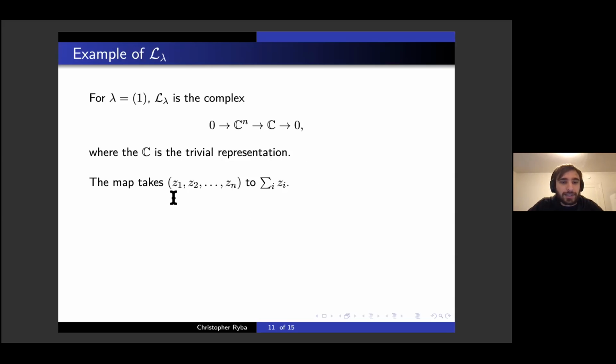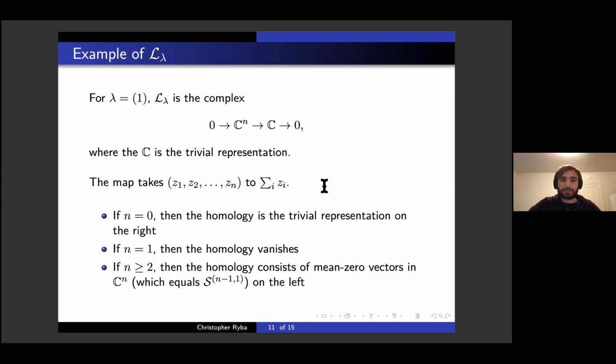So what is this map precisely? If I write out C^n in terms of coordinates, say the coefficients or coordinates z1 through zn, then the image under this map is just going to be the sum of coordinates. And so you can see that if I were to permute this vector, then I would not change the sum. Correspondingly, the action on this factor is trivial. So this confirms what I asserted, that this should respect the action of the symmetric group.